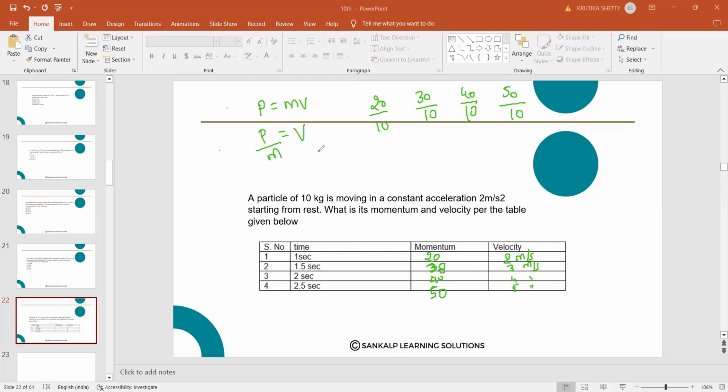Okay, the momentum unit, if you want it, I will tell you here. The momentum is written as mass into velocity. So mass is measured in kg, velocity is measured in meter per second. The unit of momentum is kg meter per second. It is kg meter per second.